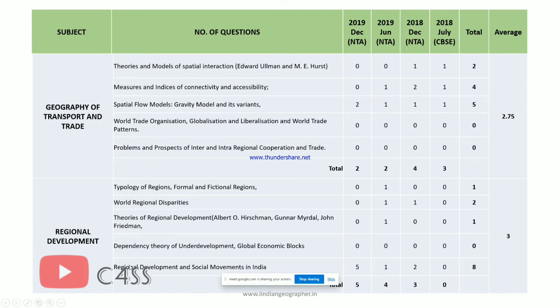Regional development, again a very crucial part. Now here you'll find regional development and social movements in India. That is where maximum questions are coming, right? So though it is a regional planning and development related topic, more questions have come from this. And then they are also concentrating on these 2 things, regional disparities and the models of Gunnar Myrdal, John Friedmann, etc., right?